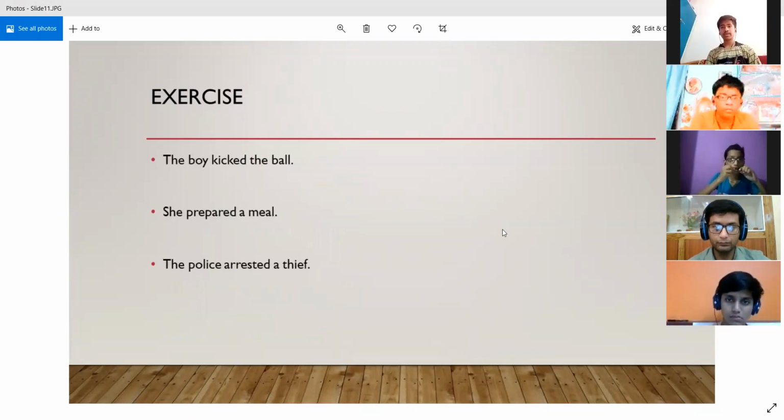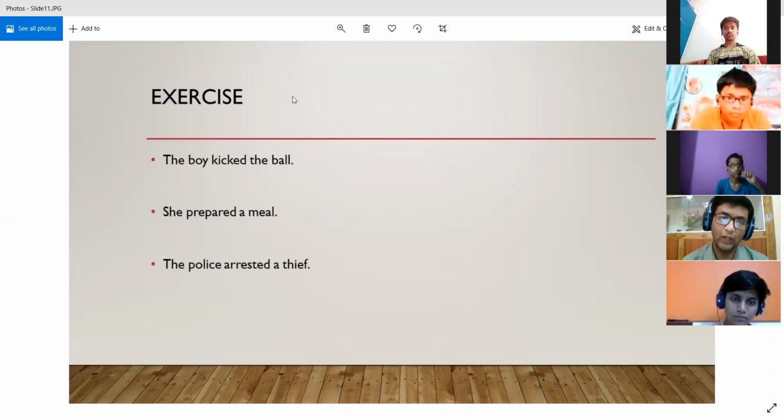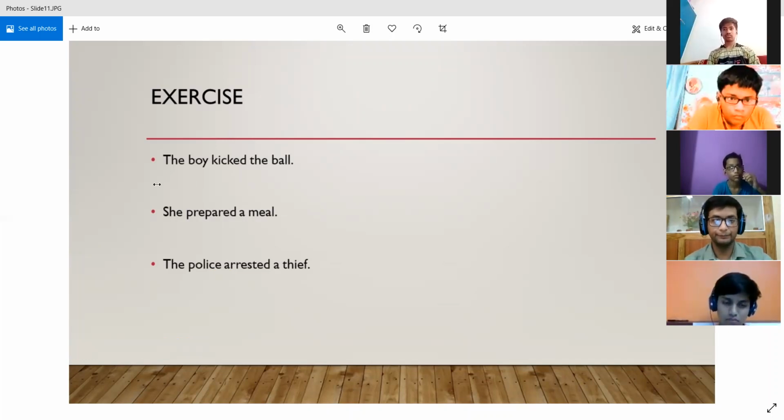Sir, the answer is the ball was kicked by the boy. All right. Rishik, first tell me the tense of the active voice, because this is the most important thing. Then only you will be able to use the correct form of the be verb. Sir, simple past. All right. Yes, it is simple past. Now tell me the answer again.